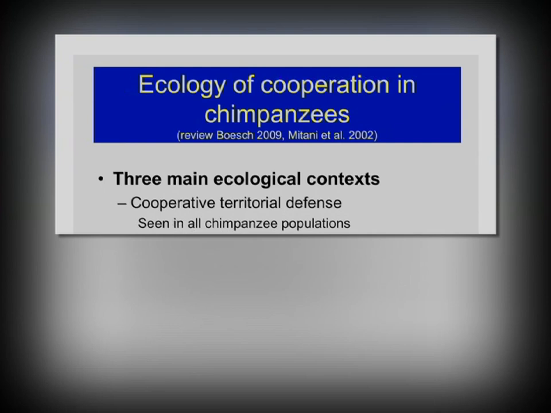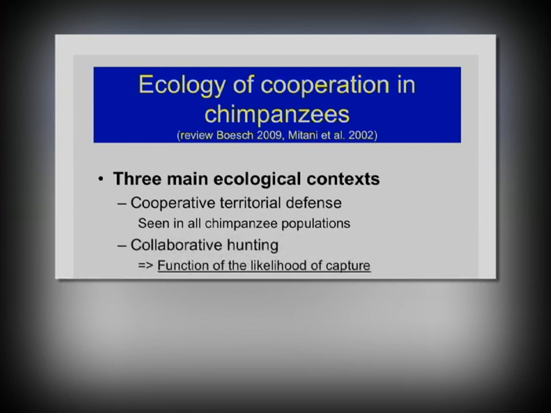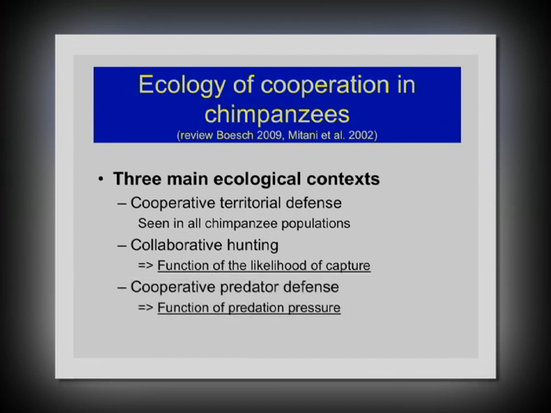We have seen in the wild three main ecological contexts under which chimpanzees cooperate. Territorial defense, which is seen in all chimpanzees, as Christopher Boehm already mentioned; collaborative hunting, which is a function of the difficulty of obtaining a capture; and predator defense, which is obviously also a function of the intensity of predation pressure on the chimpanzees, and in Taï, this is a very important aspect.